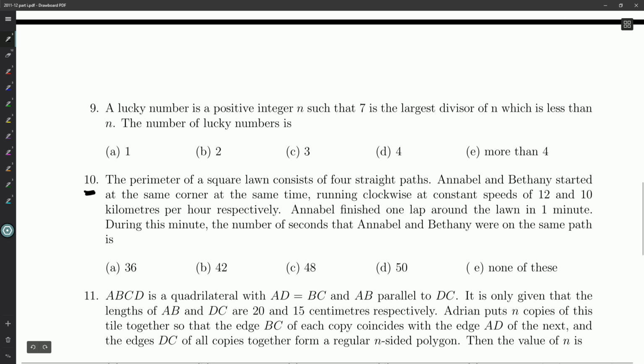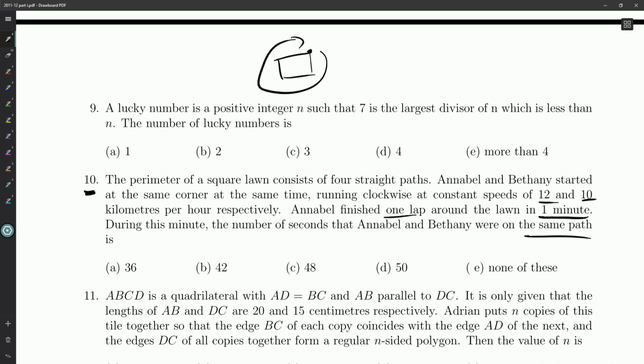The perimeter of a square lawn consists of 4 straight paths. Yeah, that makes sense. Squares are made of straight lines. Annabelle and Bethany start at the same corner at the same time, running clockwise at constant speeds of 12 and 10 kilometers per hour, respectively. Annabelle finishes one lap around the lawn in 1 minute, so that should be able to tell us the perimeter of the whole thing. During this minute, the number of seconds that Annabelle and Bethany were on the same path is. Ooh, okay. Interesting.